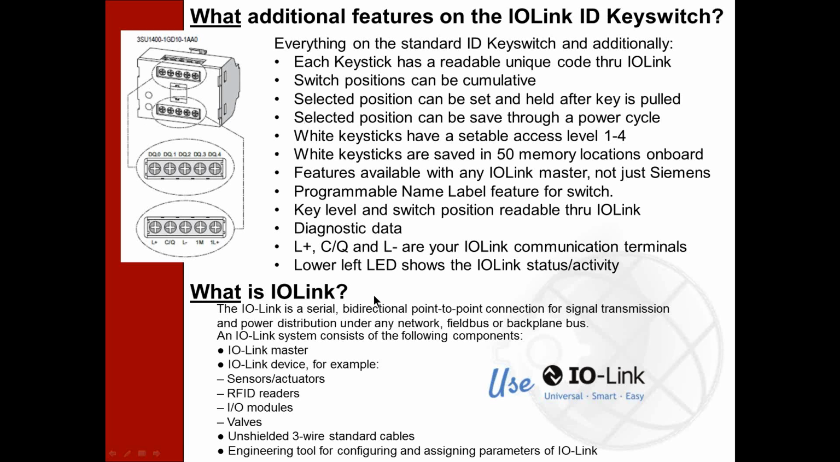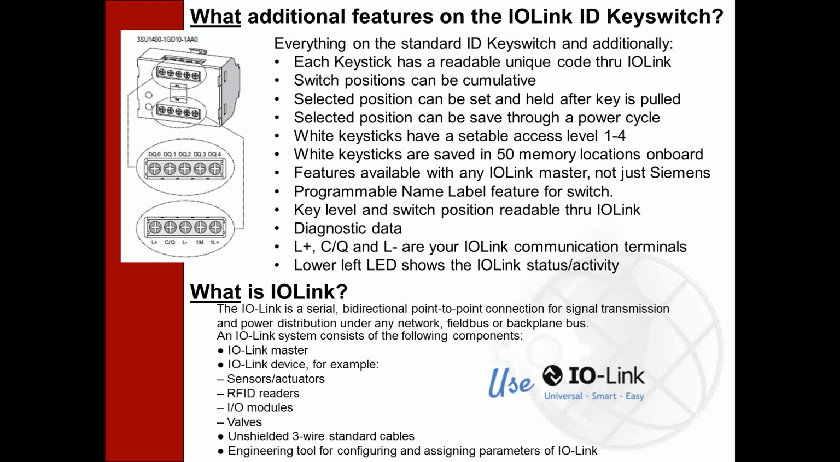So again, with our who, what, when, where, why, and how, we're at the what level here. We've got what is IO Link. IO Link is a serial bidirectional point-to-point connection for signal transmissions. I know we can all read, but I figure we might as well read it. But it's used for power distribution on any network, field bus, or backplane bus.